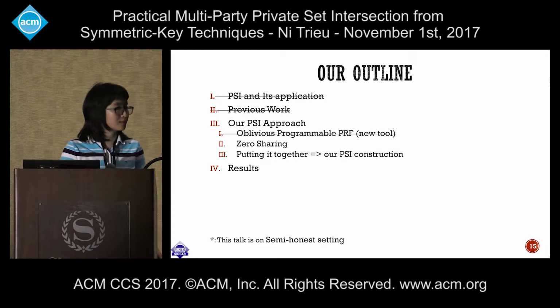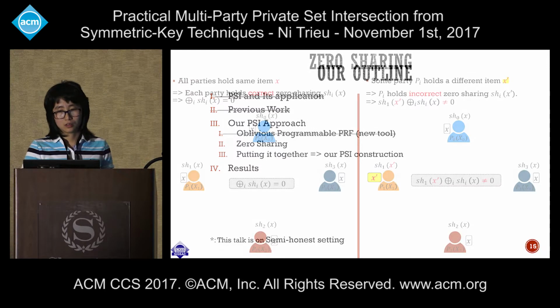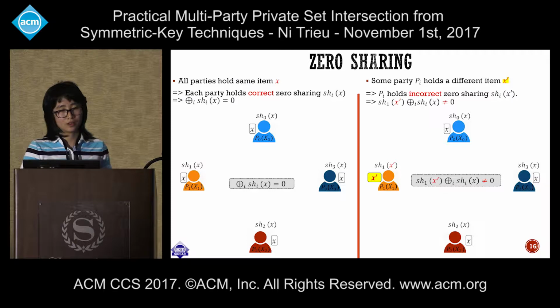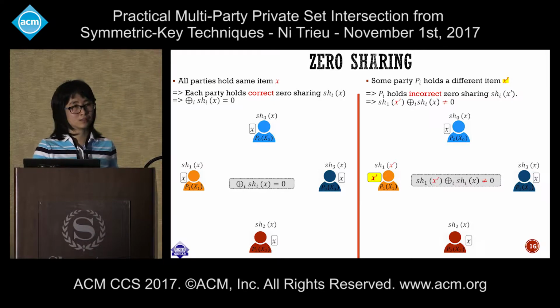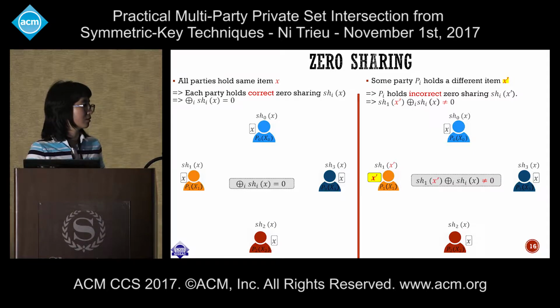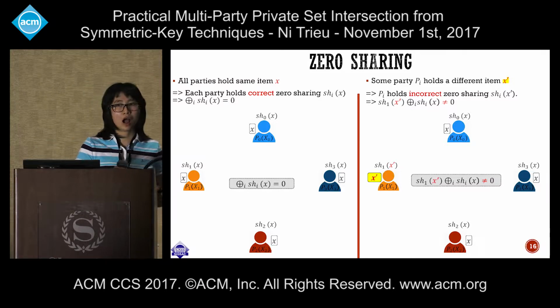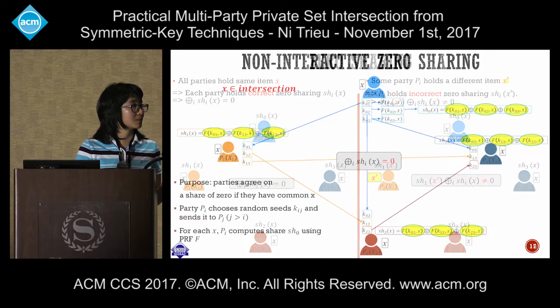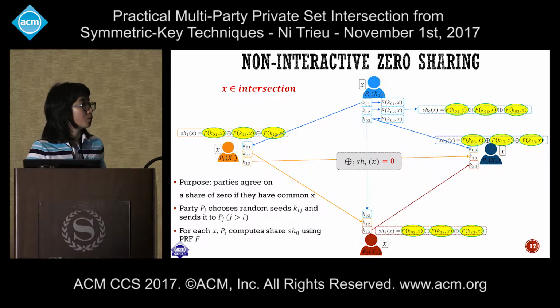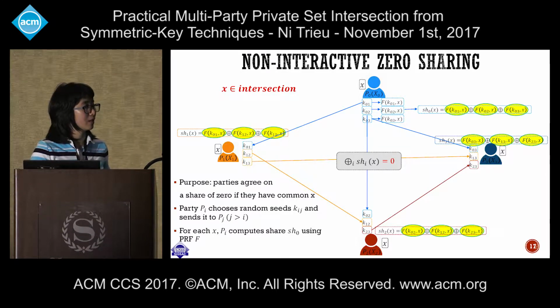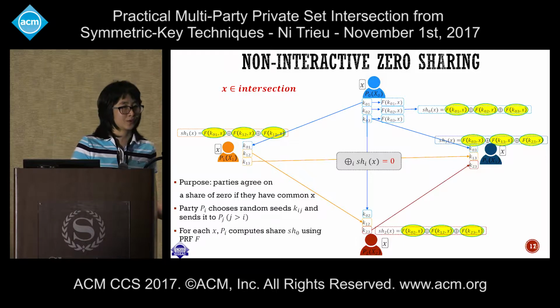Now we move to our zero sharing protocols. The purpose of zero sharing is that if all the parties hold the same item, here X, the parties will hold correct zero sharings, which means the XOR of the shares equals 0. Now if some parties Pi hold different items, X primes, so here for example P1 has X prime, P1 will hold an incorrect zero sharing. It means the XOR of the shares doesn't equal 0.